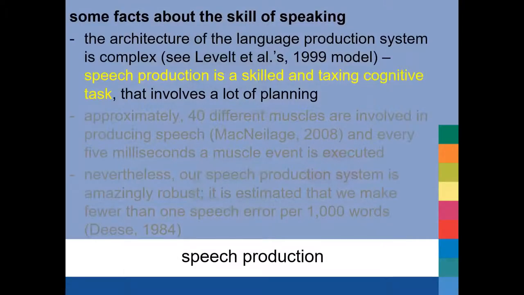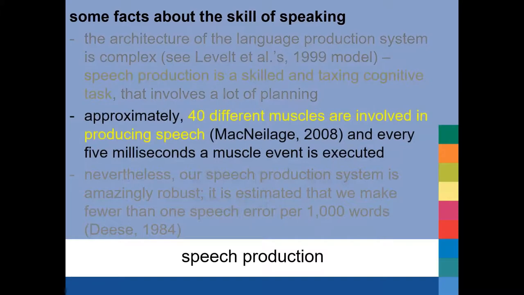So, some facts about language production and about speaking. Now, as you have seen in the model already, the architecture of the language production system is quite complex. And speech production is certainly a skill, if not the most complex skill that human beings have. It's cognitively quite taxing, and it involves a lot of planning.